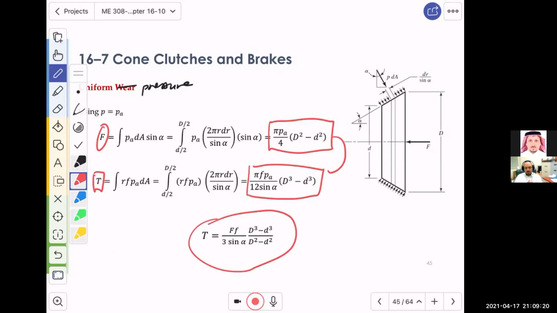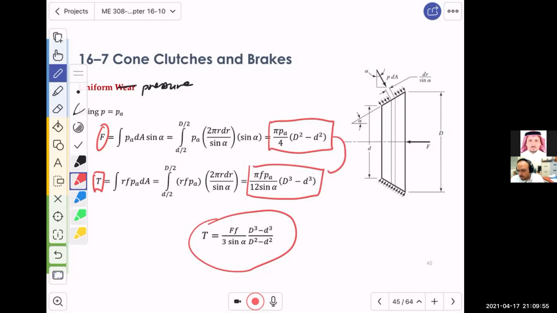So there isn't much to say here except that you need to understand that for flat axial clutches and brakes, we have a uniform wear expression for the torque and force, and we have a uniform pressure expression for the torque and force. For the cone, you have uniform pressure and uniform wear. And always, whenever you have one condition, you need to find what the force is and what the torque is. That's it.